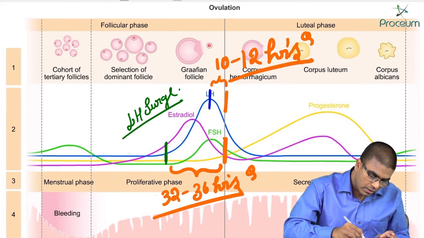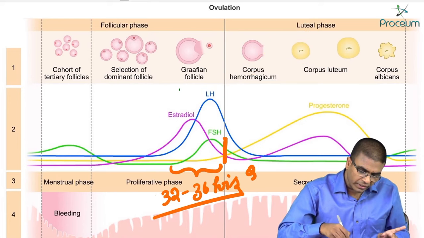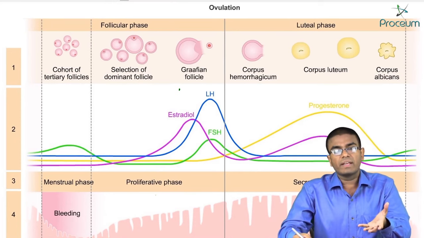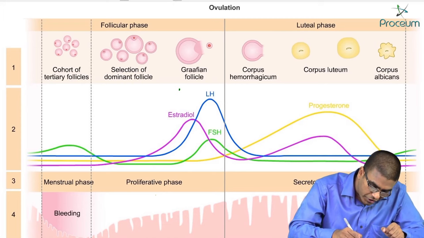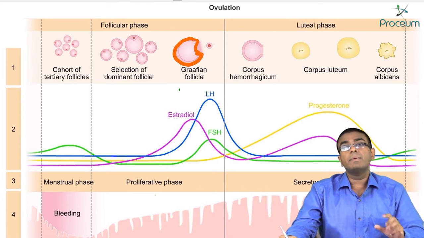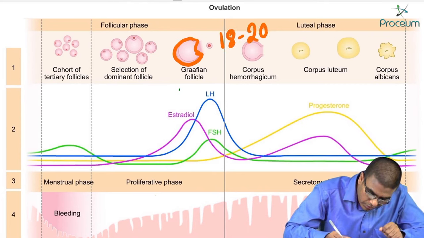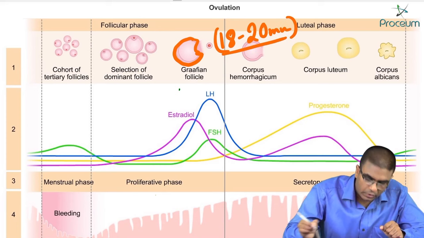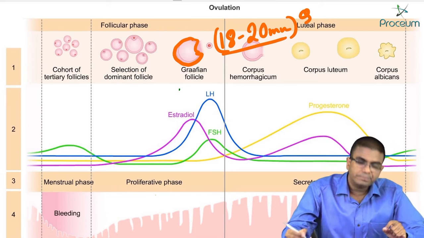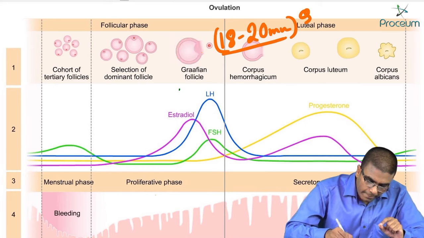Okay, next, what else do we have to keep in mind? On the 14th day, because of the LH surge, there is rupture of the Graafian follicle. Just before ovulation, what is the size of this Graafian follicle? It is 18 to 20 mm. Okay, the size of the Graafian follicle is 18 to 20 mm. Important MCQ.